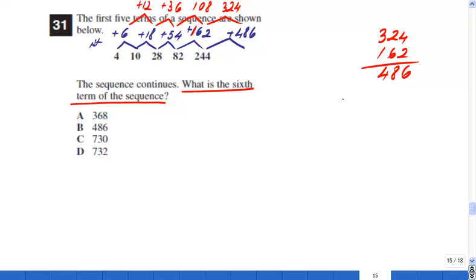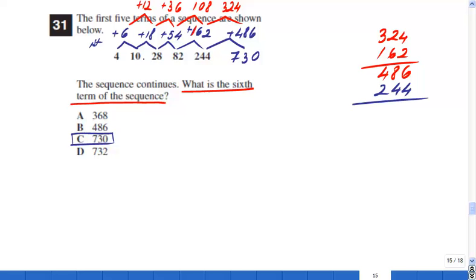244 plus 486 gives you what? Well, you can do mental math here. 4 plus 6 is 10, 0 carry the 1. 4 plus 8, 12, plus 1, 13. 4 plus 1 is 5, plus 2, 7. 730. It seems to me that 730 would be the next one. Well, this is one way.